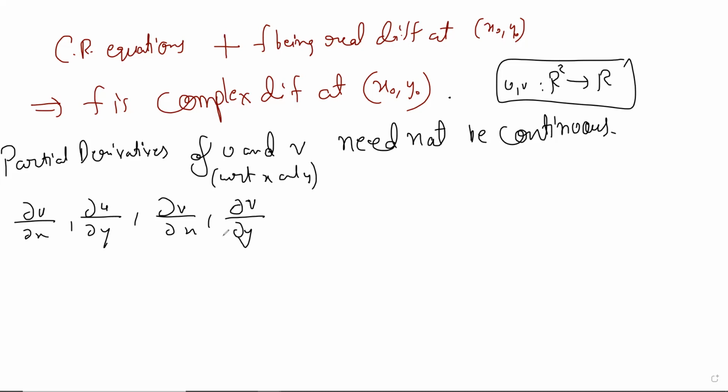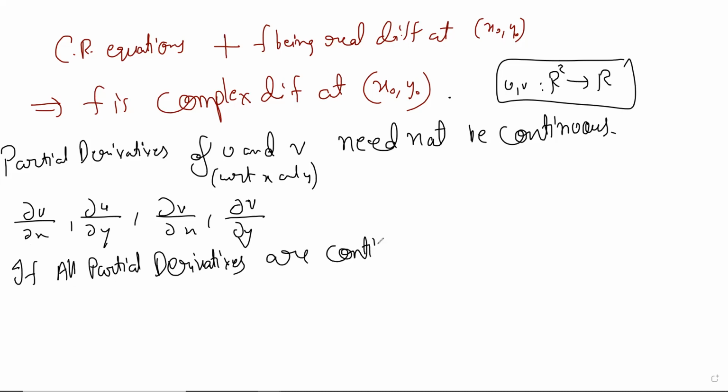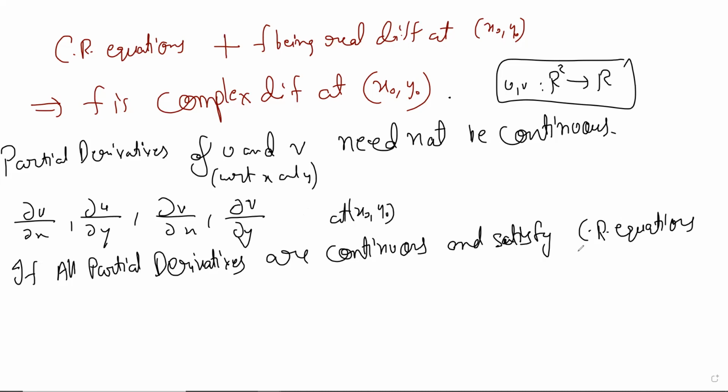But can anybody say why, if all partial derivatives, and this is usually the way in which you will get these things, if all the partial derivatives are continuous, and obviously that's what we are assuming, at x naught comma y naught, and satisfy the Cauchy Riemann equations, then why does that imply that f is complex differentiable?